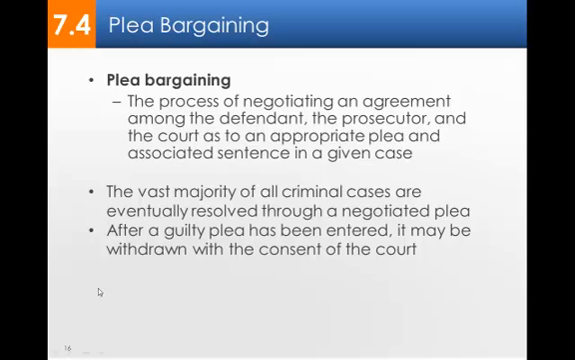Okay, plea bargaining. All right, as we told you, there's a big backlog. It takes forever to get cases to trial. Plea bargaining is simply an agreement to plead guilty for some present or future consideration.